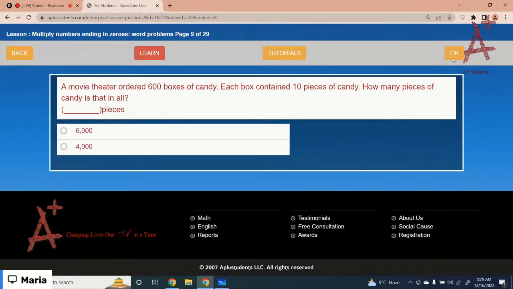A movie theater ordered 600 boxes of candy. Each box contained 10 pieces of candy. How many pieces of candy is that in all? So you have to do 10 times 600. Got it? 10 times 600 is, yes, it is 6,000. Multiply the non-zero numbers and add zeros. So it would be 6,000.